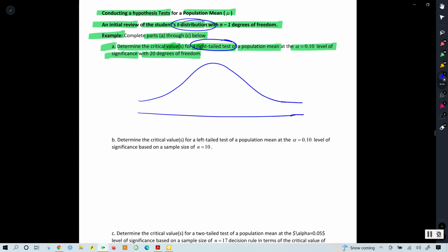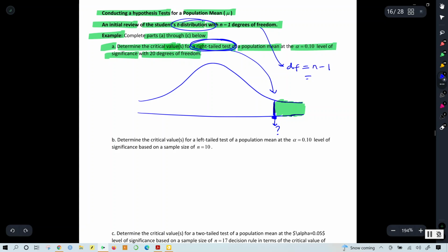And to get the critical value for a right tail test, it means I'm only going to put this on the right tail. So I'm going to shade the rejection region, and I need to find the critical value using the t distribution with n-1 degrees of freedom. So my degrees of freedom, I'll just write df, is always n-1. In this question, I've been told the final answer. It is 20. So that means my sample size must have been 21. So 21 minus 1 is 20.